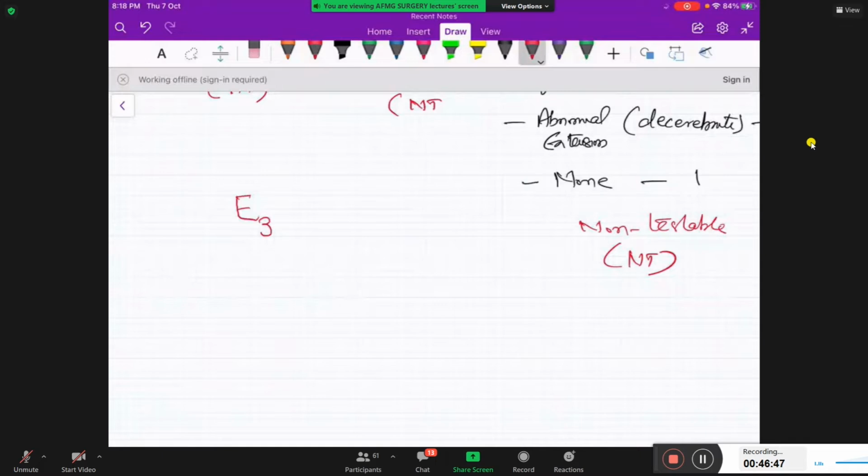So say for example, eye response of the patient is 3. What do you mean by 3? Sound. Opening to the sound. Patient motor response is 5. Motor, localizing. And patient has a tube inside the trachea. We will write NT. So the GCS of this patient will be written like this: E3, VNT, M5.